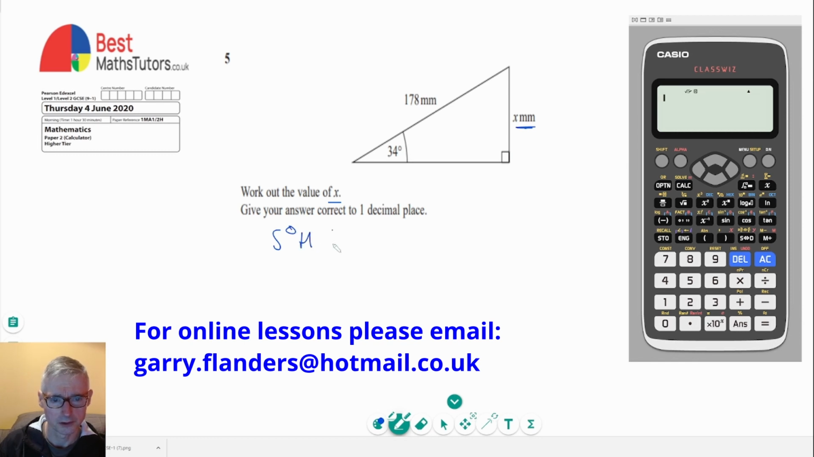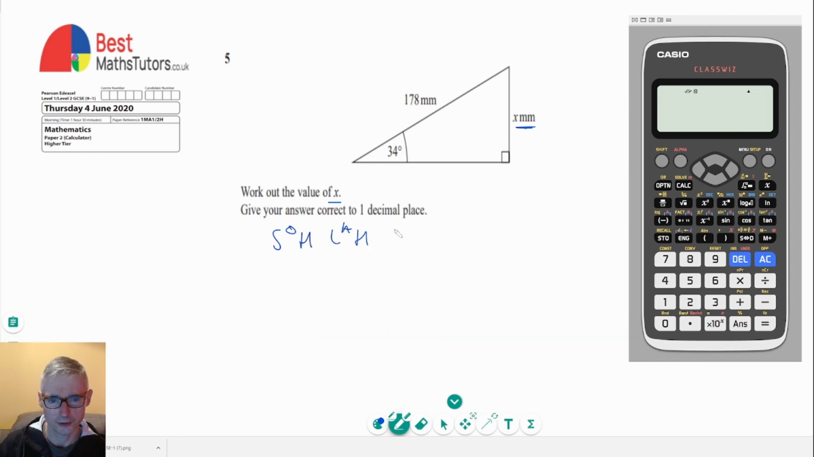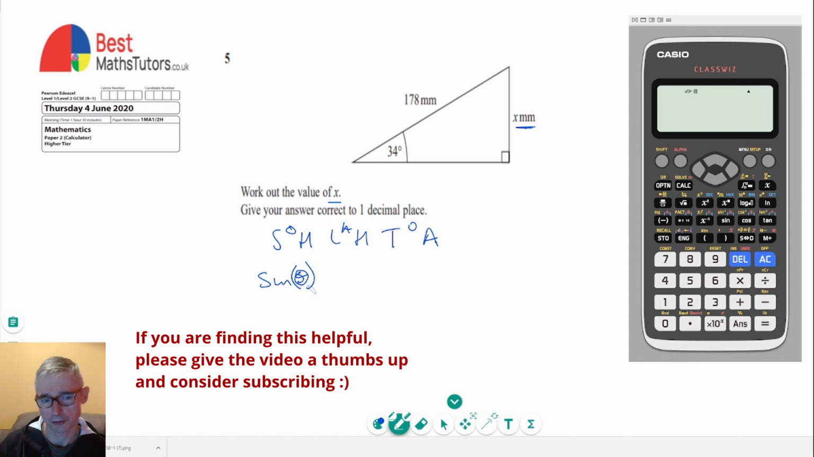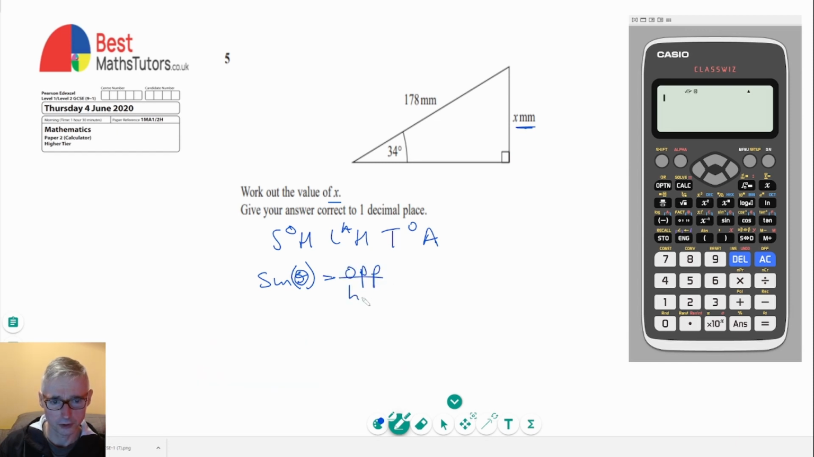So SOHCAHTOA is something which helps us remember the trig functions. So we've got SOH there, that's telling me that sine of an angle, if I call it theta. Now that's a bit confusing possibly, but it's just a representation for an angle. So it's just a letter that's often used to say an angle. So sine of the angle is always equal to the opposite over the hypotenuse.